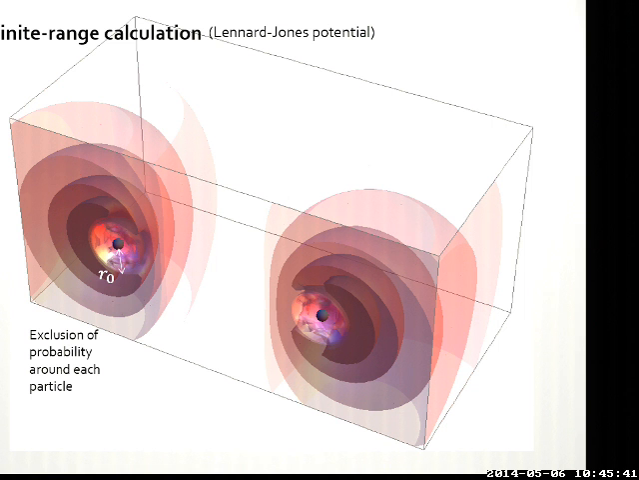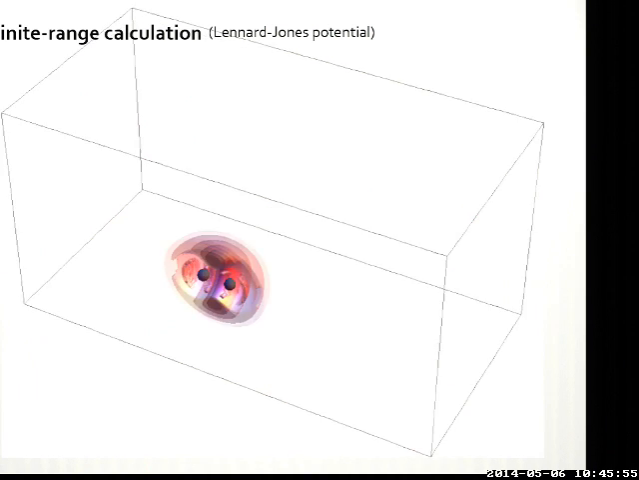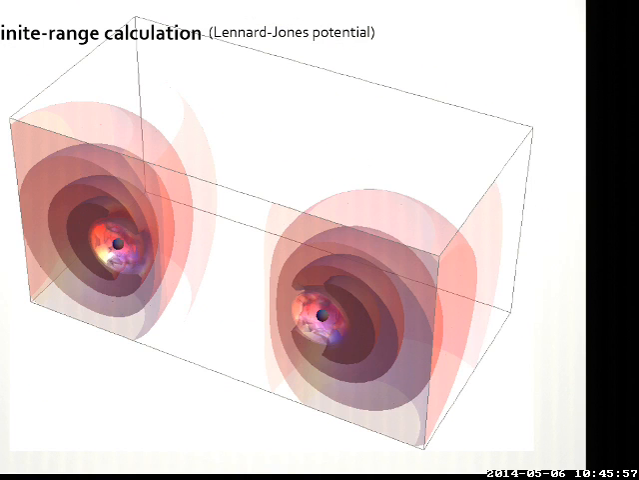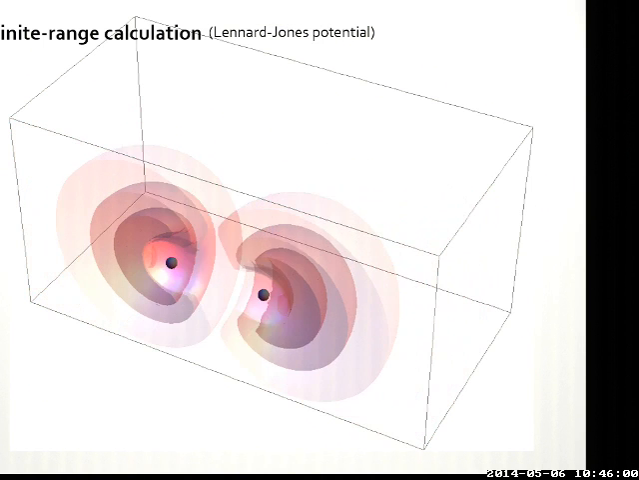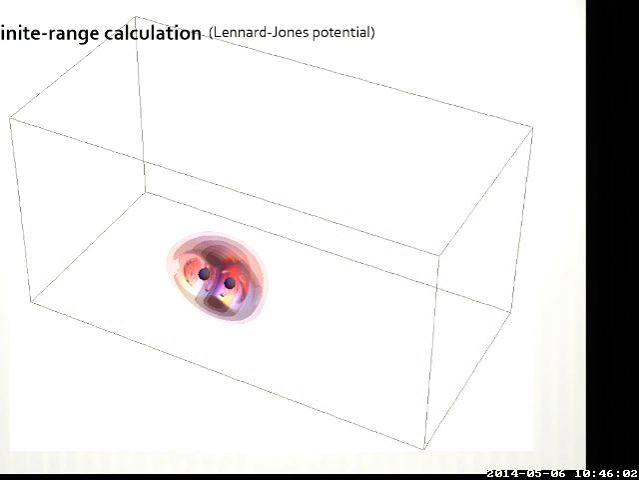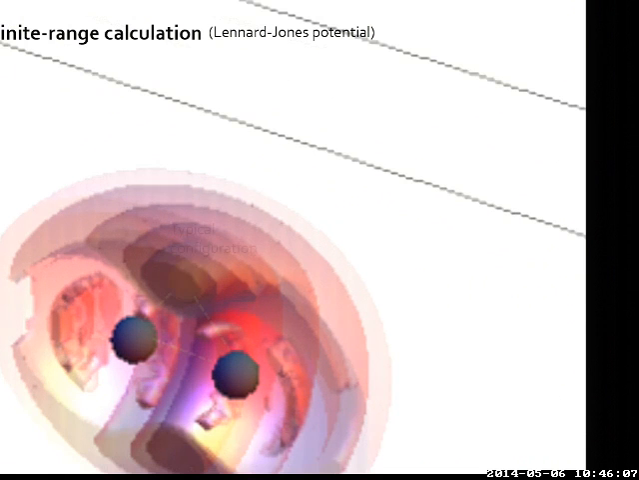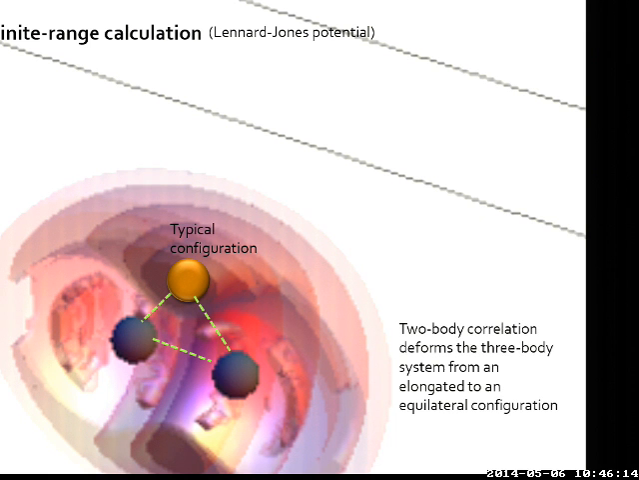And now if we make the two particles closer and closer, for this separation, the typical configuration still resembles the typical distribution of configurations for an Efimov state. Now if we make the two particles closer and closer, you see that because of this exclusion region, the distribution deforms, and eventually the third particle tends to sit between the two particles in a kind of equilateral configuration.